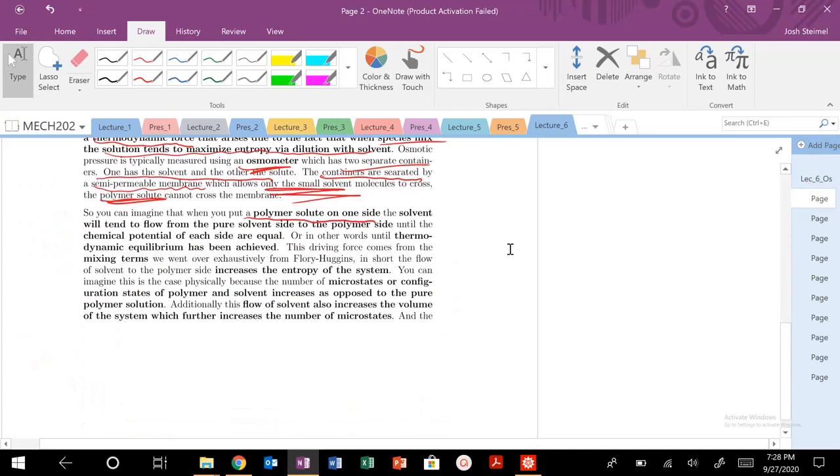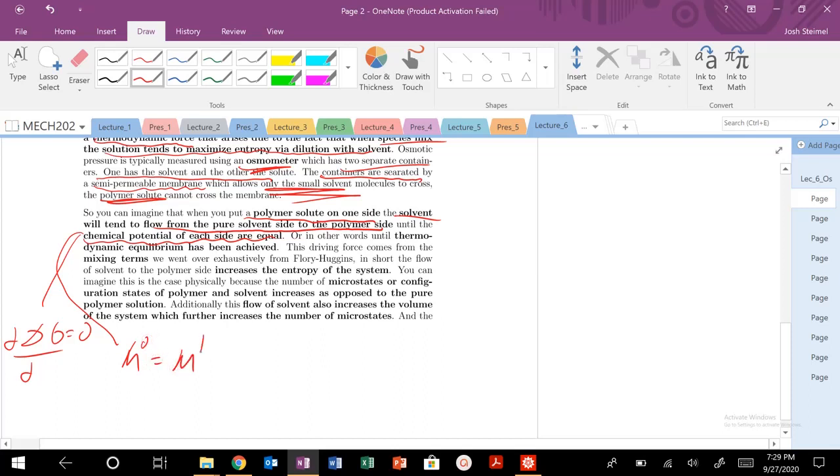So let's go back to our description. That's exactly what's going to happen. When you put a polymer on one side, the solvent is going to flow from the pure solvent side to the polymer side until you reach equilibrium. So when my delta G is equal to zero, or effectively when I'm at chemical equilibrium, we know from our lecture 4 that my chemical potential on the zero side equals my chemical potential on the one side. So this continues until thermodynamic equilibrium has been achieved.